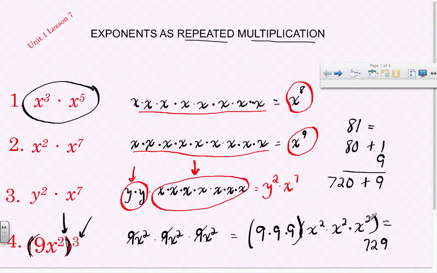X squared times x squared times x squared is, well, let's count. 1, 2, 3, 4, 5, 6. So this must be x to the sixth.